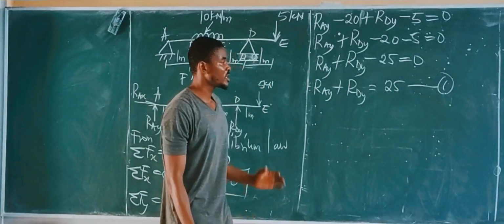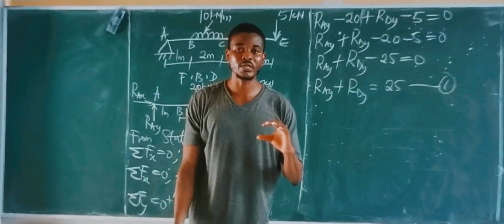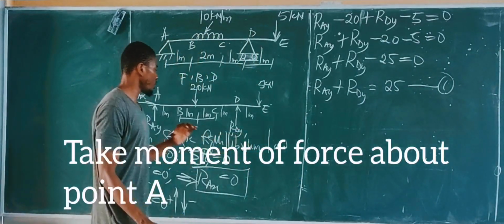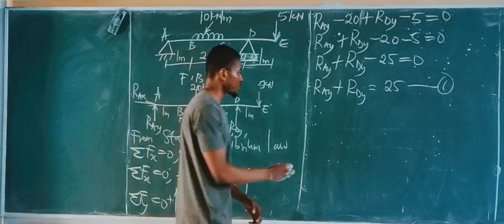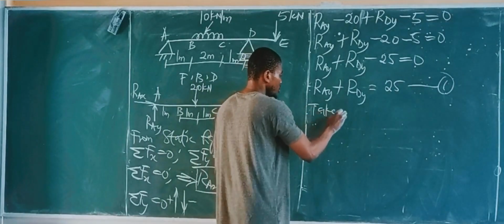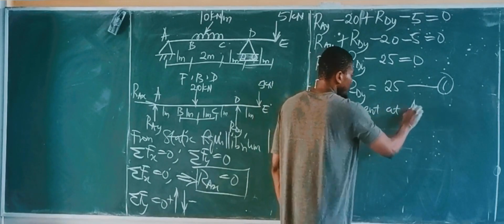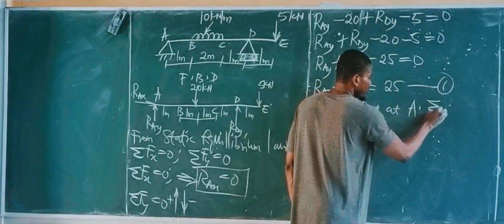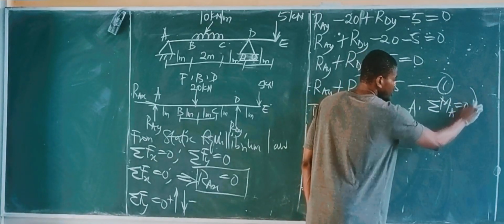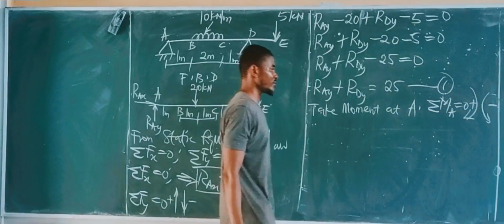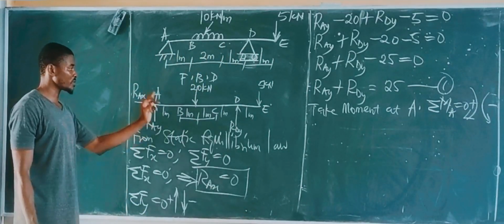Equation 1 involves two unknowns, and that's impossible for us to solve directly. So what we do is take moment about a point, preferably the point that has numerous forces. So we simply take moment about point A. The summation of the entire moment at point A is equal to 0. We consider clockwise moment positive and anti-clockwise negative. So that simply means the moment of these two forces at this point is completely 0.